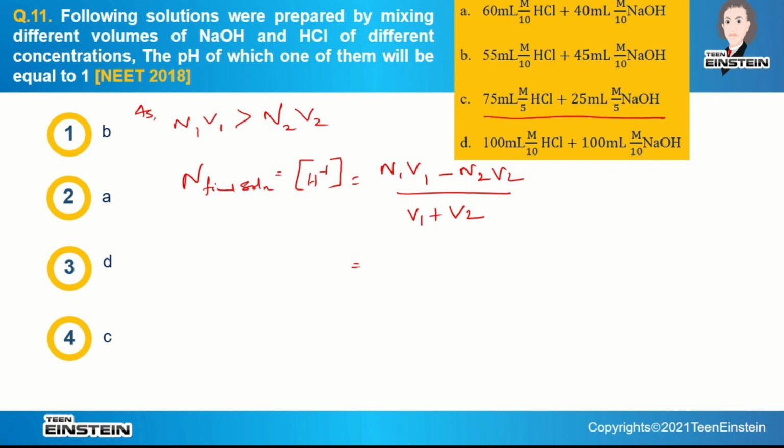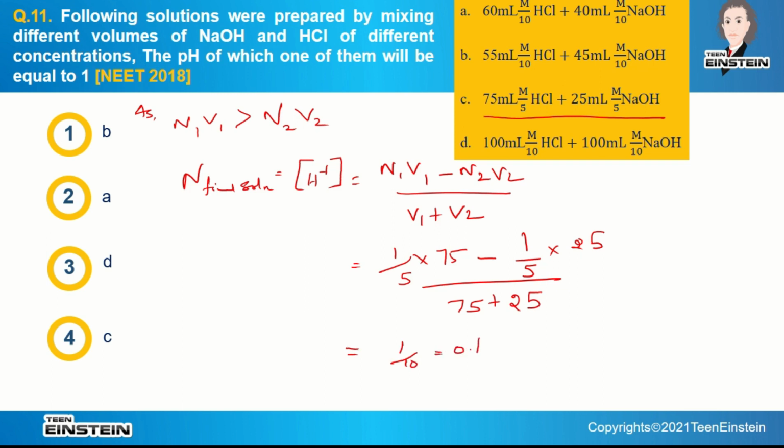So here the N1 normality of hydrochloric acid is 1 by 5, the volume is 75, minus 1 by 5, the volume of sodium hydroxide is 25. Now we know the volume of hydrochloric acid is 75 plus the volume of sodium hydroxide is 25. So this comes to 1 by 10, which is equal to 0.1.